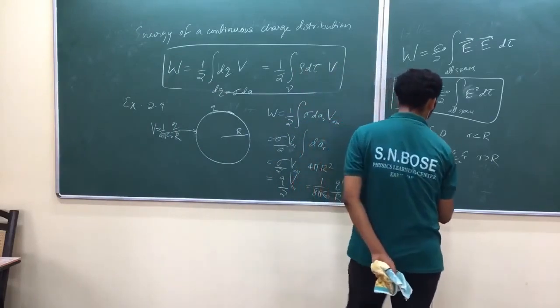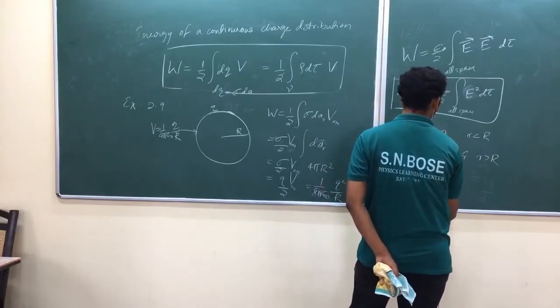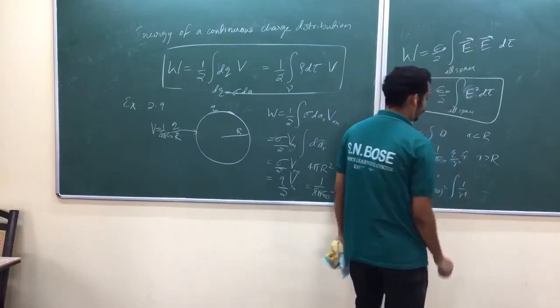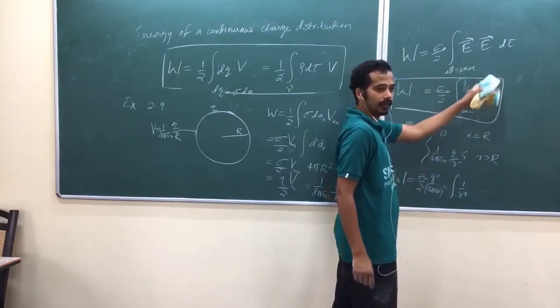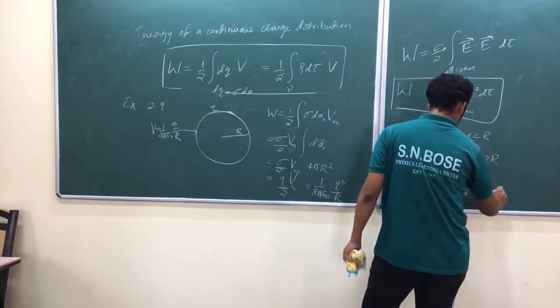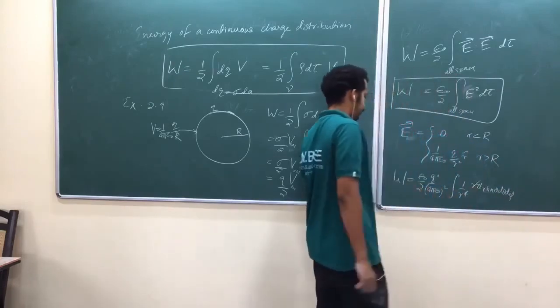Epsilon naught by 2, 1 by 4 pi epsilon naught the whole square, Q square, 1 by r raised to 4. What is d tau? d tau will be there. E square d tau, r square dr sin theta d theta d phi, r square.